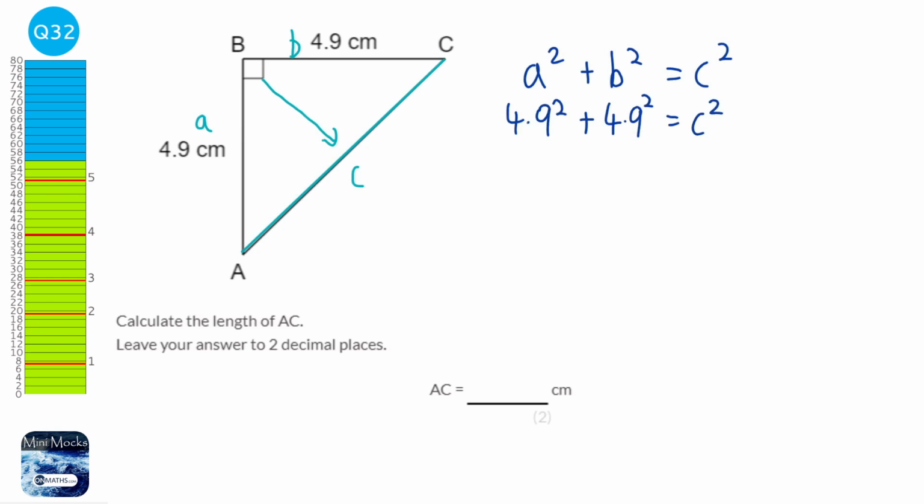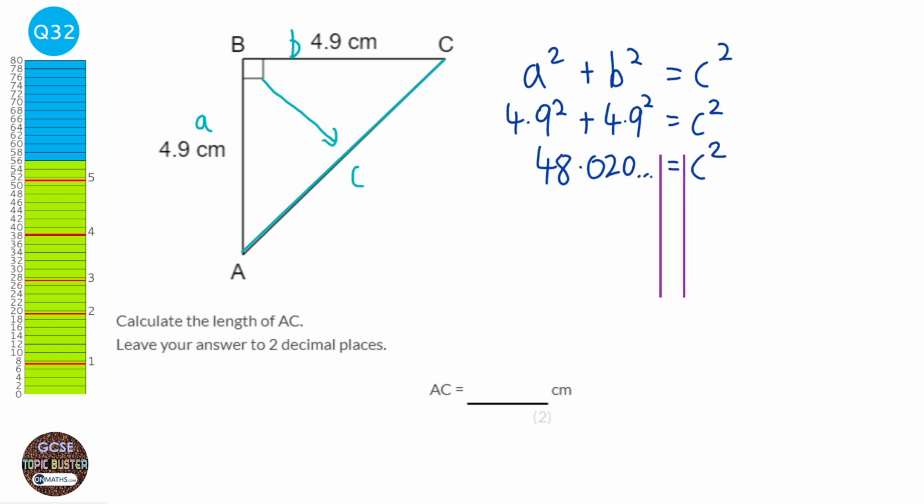So we're going to add the 4.9 squareds together, and that will give us 48.020 blah blah blah. And here we're going to do a bit of solving. So we're going to square root both sides to find out what C is. So square root of 48.020 blah blah blah is 6.929 blah blah blah. Rounded to 2 decimal places, this will be 6.93.